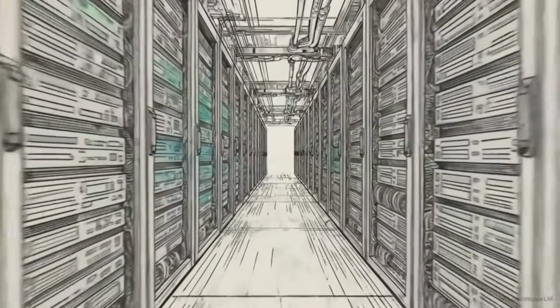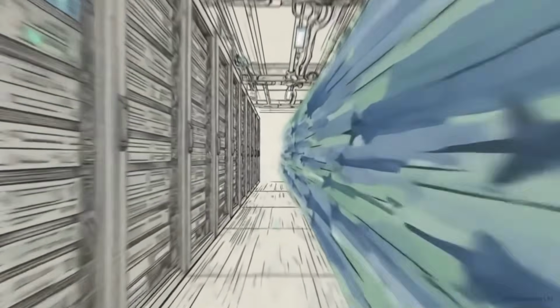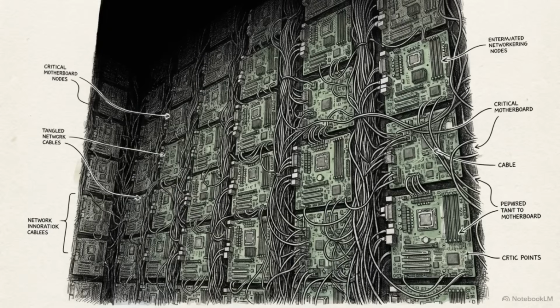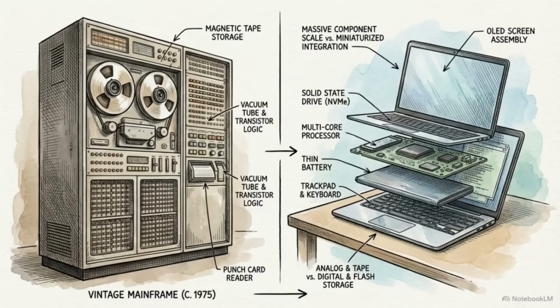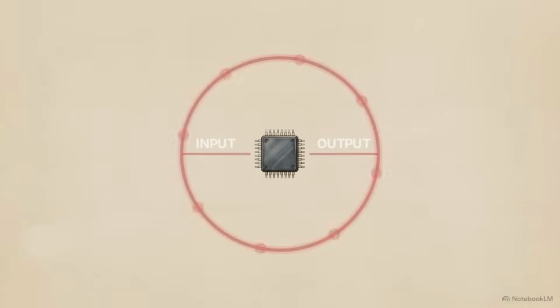Looking at row after row of flashing servers, it is difficult to see the individual logic at work. On the surface, the sheer scale of modern infrastructure makes digital technology appear impenetrable. But despite the variety of these machines, they are not operating on different principles. From a supercomputer to a smartwatch, every digital device uses the same underlying logic loop to function.